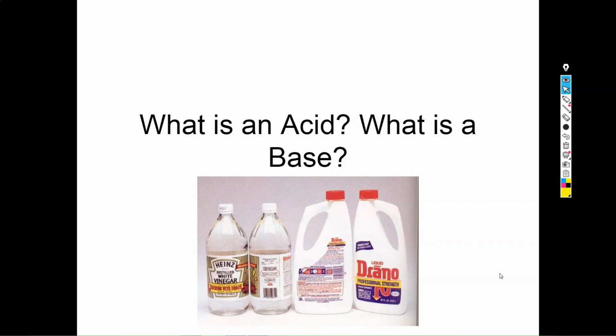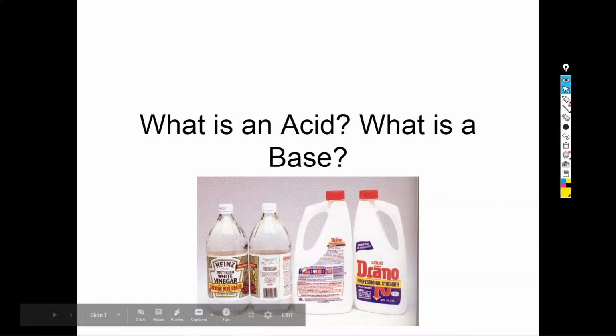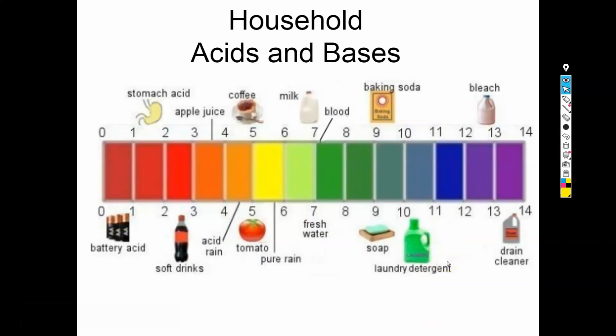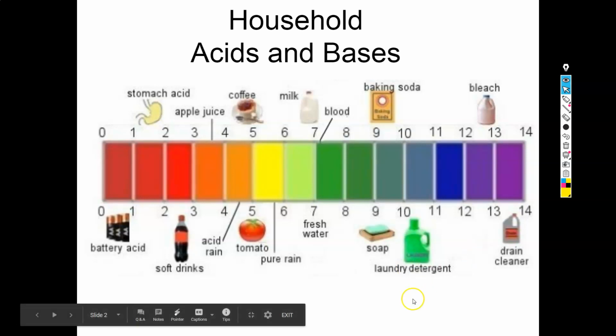Today we're going to be talking about what is an acid and what is a base. So the first thing you need to know is that acids and bases are found in our own houses. And as you can see, we can have acids in everything from our stomach to the things we drink. So inside batteries, milk, coffee. We can even have it in our soap, in our bleach, in our cleaners, and baking soda. So things that we cook with as well. So just so you know, acids and bases are all around us, and they happen in our everyday lives, and we carry them around in our body.